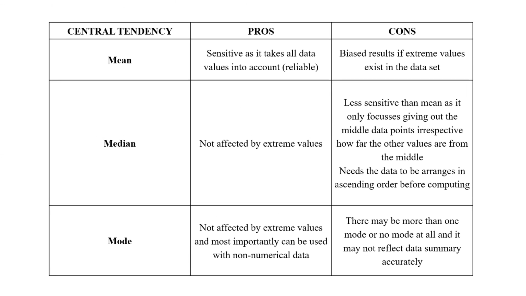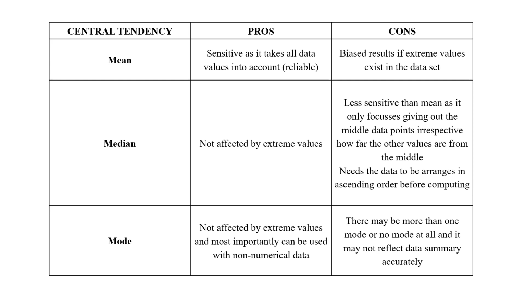Here are some pros and cons of the 3 averages, which will help you to understand the situations to apply the best average. The advantage of arithmetic mean is that it is sensitive as it takes all data values into account. It means it is reliable. The disadvantage is that it provides biased results if extreme values exist in the dataset.